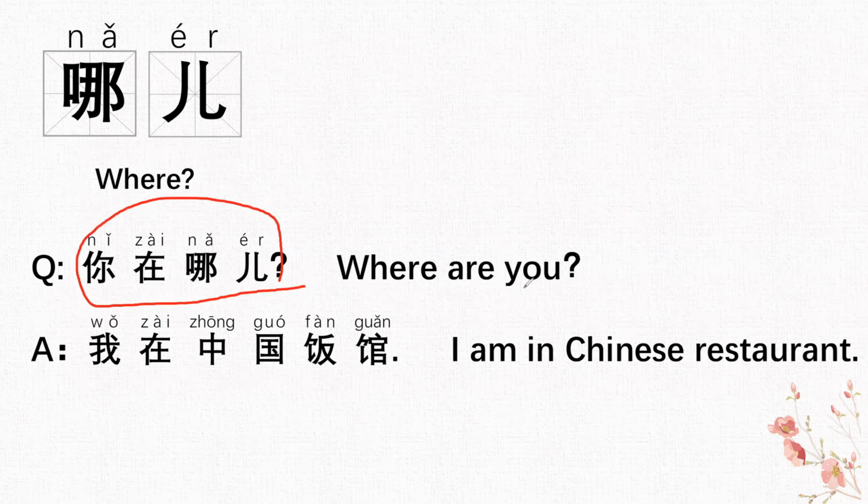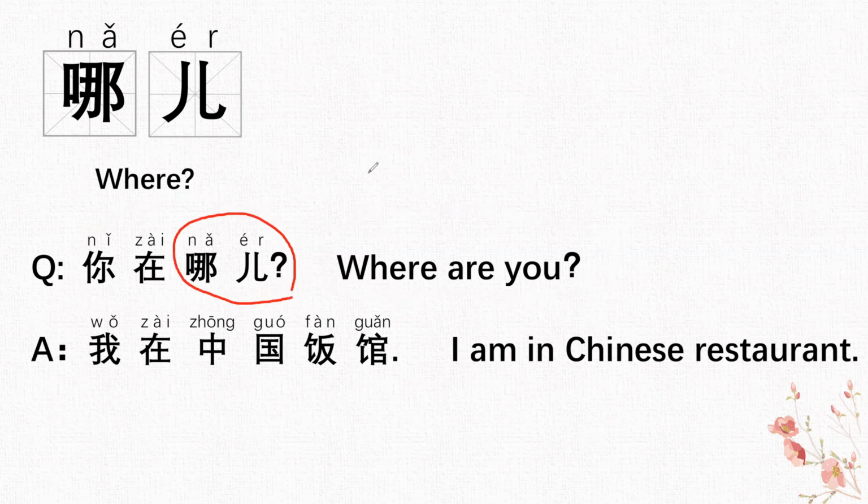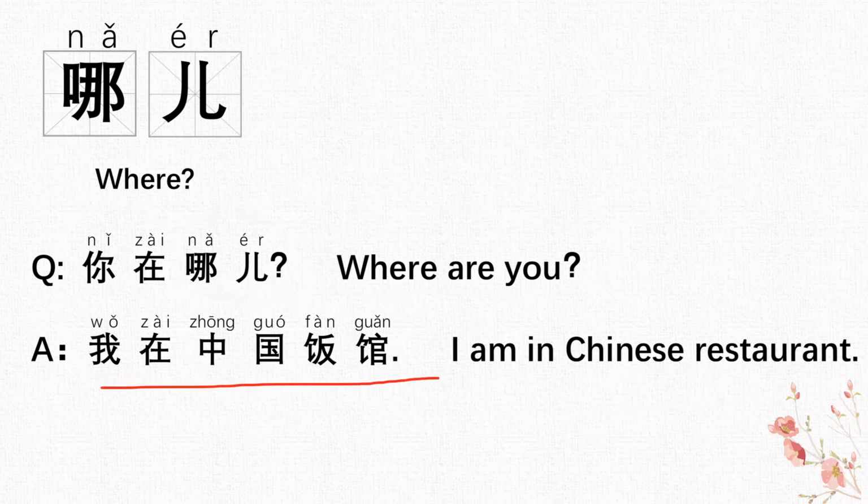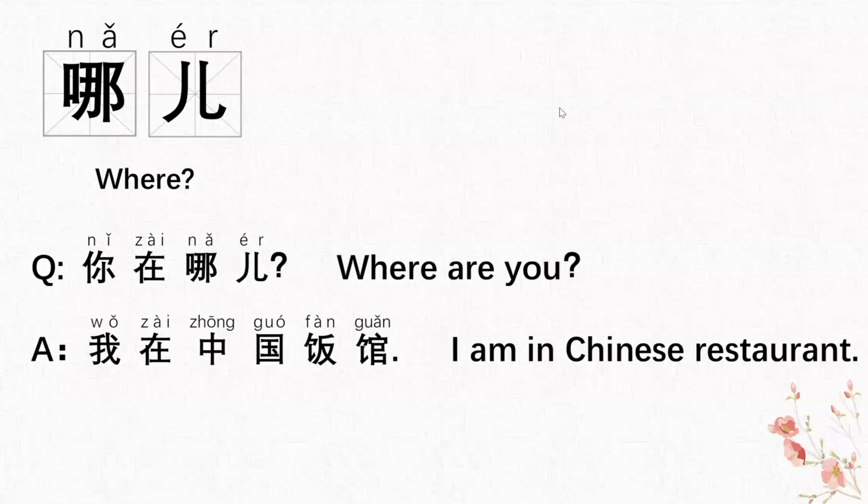你在哪儿? Where are you? The answer, you see, 哪儿 is a question word that means where. So like I said before, for specific question word, you just use your answer to get rid of the question word. Use your answer, 中国饭馆, Chinese restaurant, 中国饭馆, to get rid of where, rest of things keep same. 你在哪儿? 我在中国饭馆.